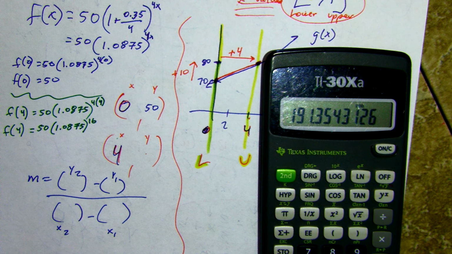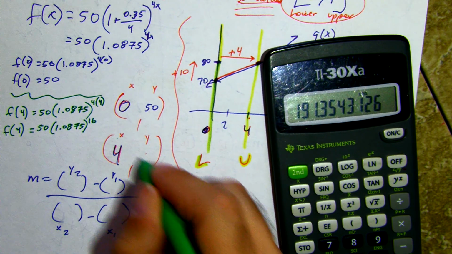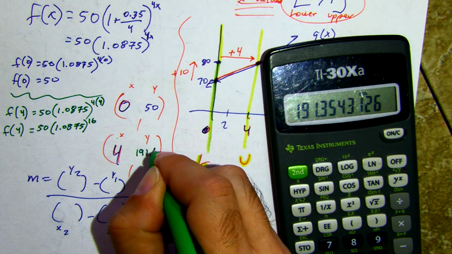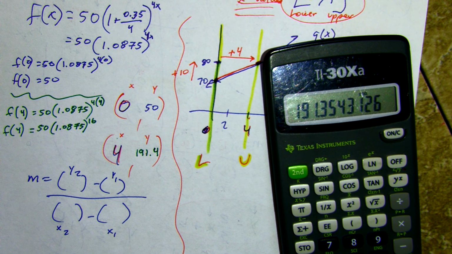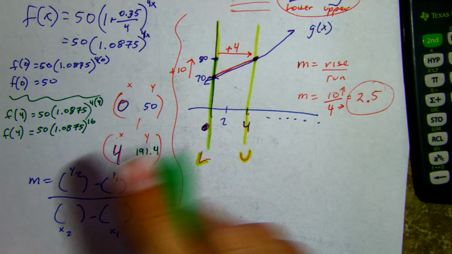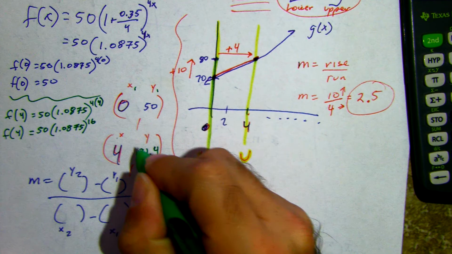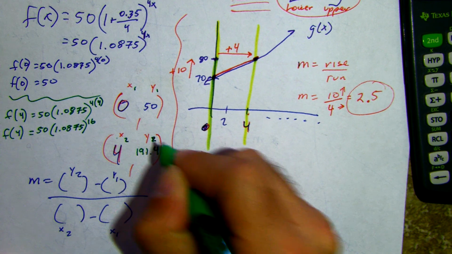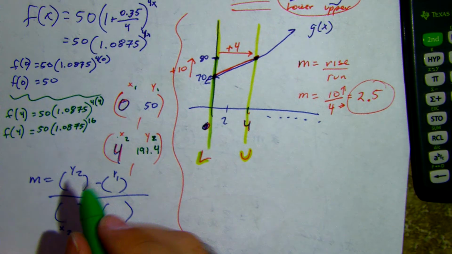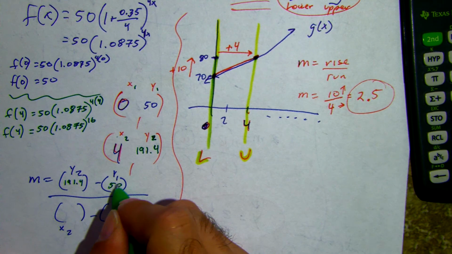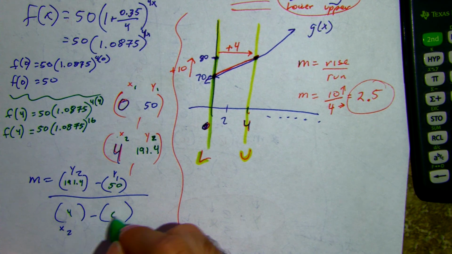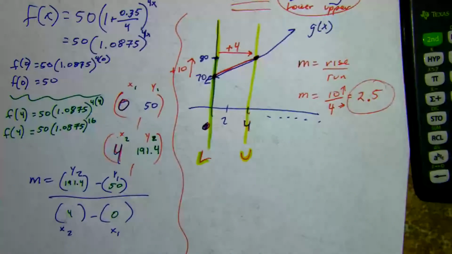All right. 191.4. We won't be able to graph that. It's going to be really minor as far as that goes. If you would have taken 191, I would have taken that. That would have been fine. All right, look. X sub 1, Y sub 1, X sub 2, Y sub 2. Let's plug them in. 191.4 minus 50 over 4 minus 0. I like that. 4 minus 0 is the easiest problem.